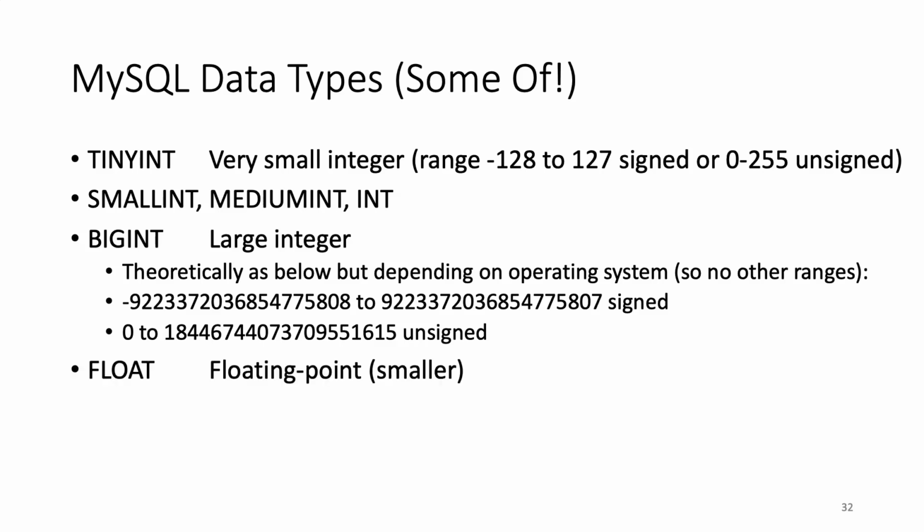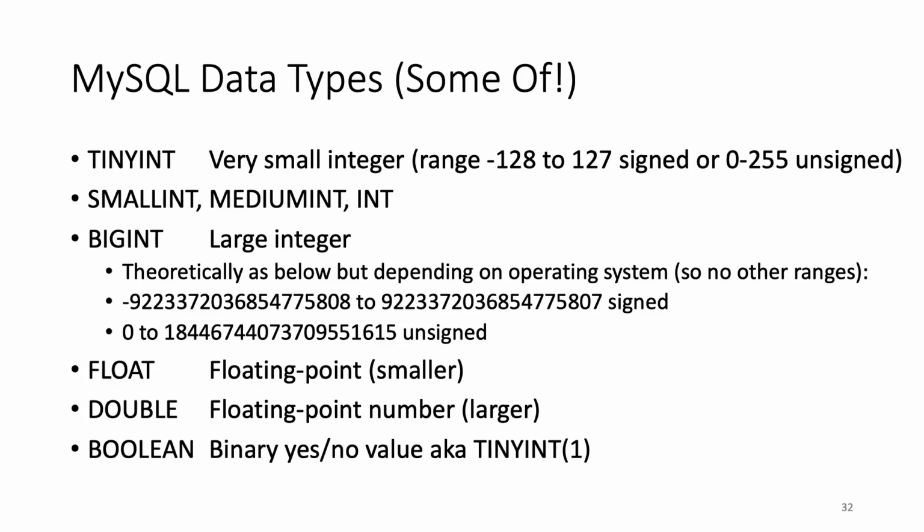Float, floating point number, someone mentioned. We have float and double, just like we do in Java. More precise, large double numbers. And then Boolean. Yes, no. And Boolean is actually synonymous with tinyInt(1). So it's 1 bit of data. It can represent a 0 or a 1, decimal value 0 or 1, or a Boolean.